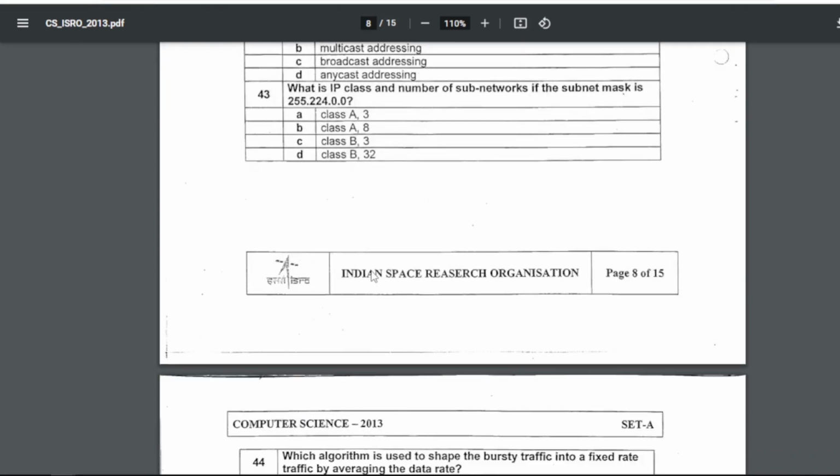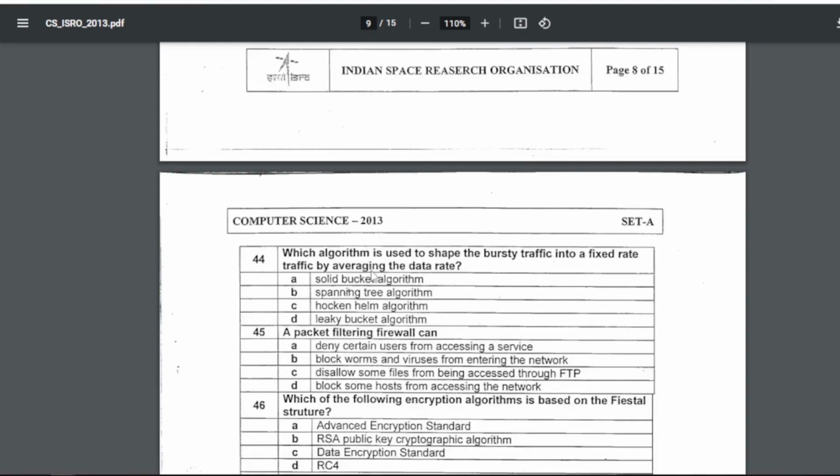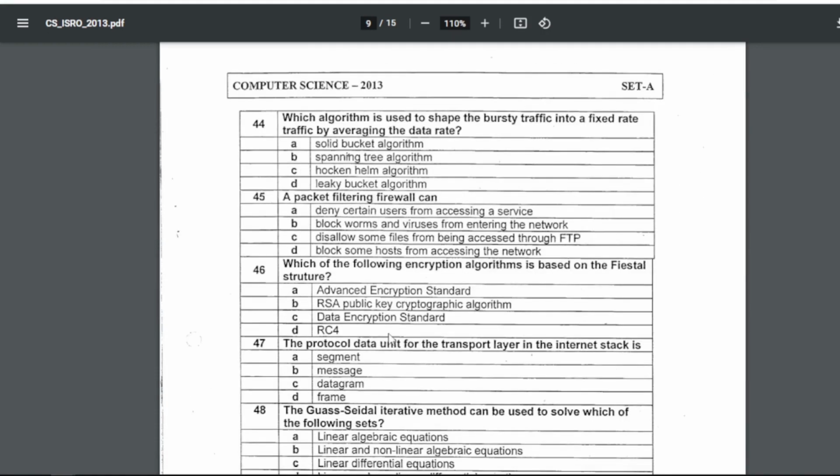Now next question is question number 44. Which algorithm is used to shape the bursty traffic into a fixed rate traffic by averaging the data rate? So for 44, the answer will be the last option, that is option D, leaky bucket algorithm. So basically the leaky bucket algorithm is a method of congestion control by providing a check on data flow and regulating the average rate of data flow.